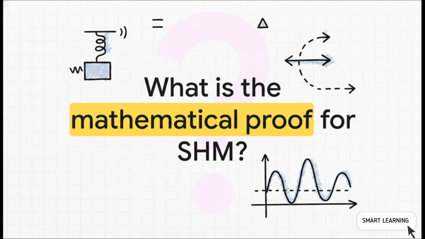Okay, to start, we need to know what we're actually aiming for. In physics, it's never enough to just look at an object bouncing back and forth and call it a day. We need hard proof. So, what's the ultimate finish line we have to cross to definitively prove a system is executing simple harmonic motion, or SHM for short? Well, we have to hit a very specific set of conditions.